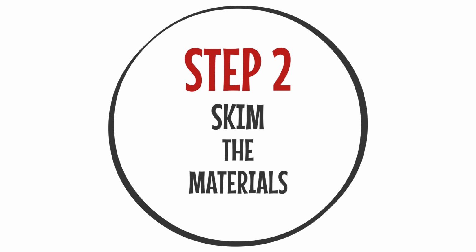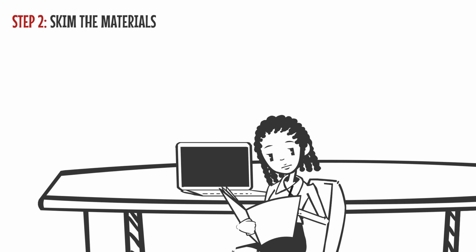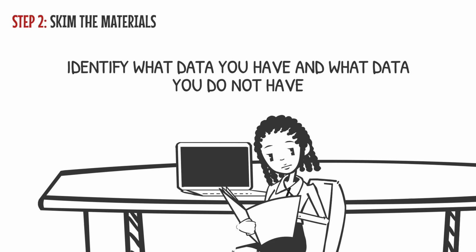Step 2. Skim the materials. The next step is to flip through the information packet that is provided to see what information is available. Identify what data you have and what data you do not have.